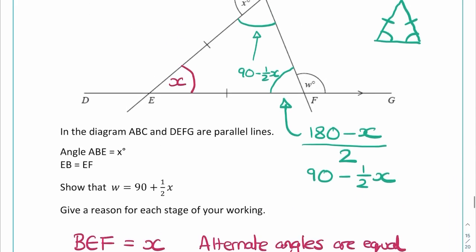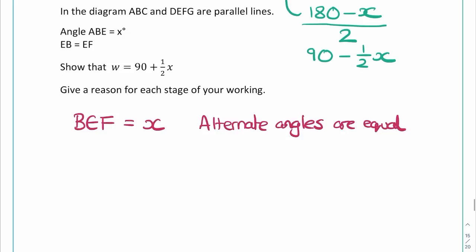So that angle there, let's have a look. You can describe it in one of two ways. I could say EFB, badly drawn line there, or BFE. Either one's absolutely fine. So EFB, let's just write this down here.